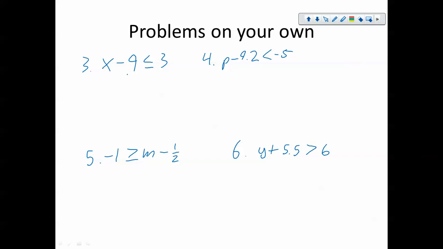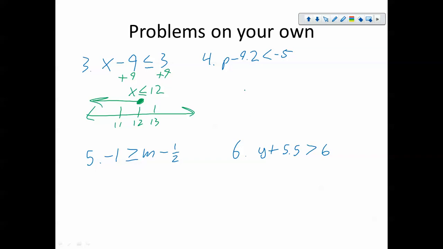This says x minus 9 is less than or equal to 3. I'm going to use the opposite operation and add 9 to both sides, and I'm going to get x is less than or equal to 12. To graph that, I have a closed circle on 12, and my x is everything smaller, so I'm going to the left.